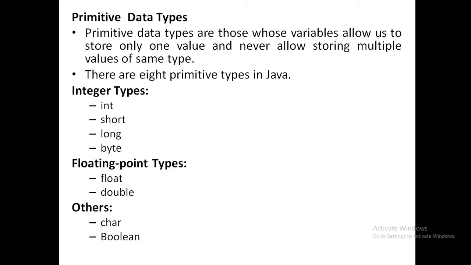Primitive data types. Primitive data types are those whose variables allow us to store only one value and never allow us to store multiple values of the same data type. The most popular 8 primitive data types in Java are int, short, long, byte, which belong to the integer type and can store integer values, and float and double, which are for storing decimal or floating point data, and the other ones, char as well as boolean. So a char is a popular data type to store character values.